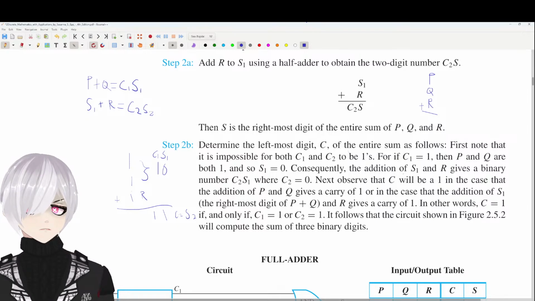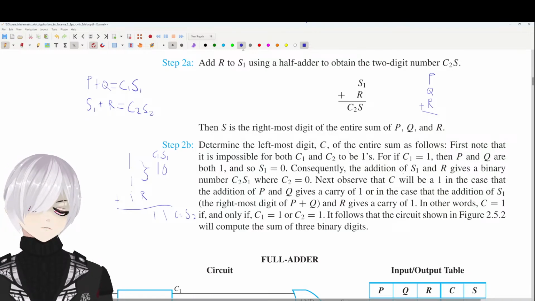Wait, let me see if I'm getting this right. I'm not sure. I think they might be considering, firstly, that C1 and C2 can't both be 1. So maybe they're considering two cases, and the first case is, what if C1 is 1 and C2 is 0? I gotta make sure I know it. Oh, never mind. I think they're showing that this is still part of the proof that C1 and C2 aren't both 1.